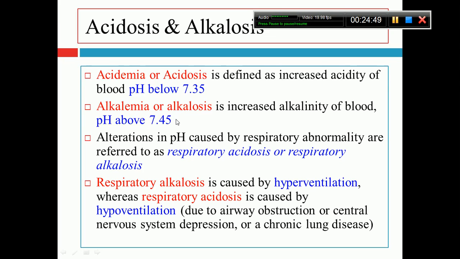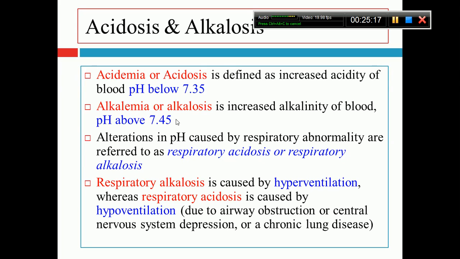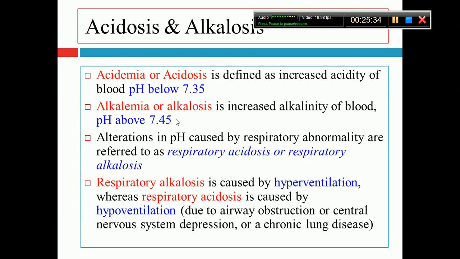So there could be multiple causes, like respiratory acidosis or respiratory alkalosis. Respiratory alkalosis is caused by hyperventilation, whereas respiratory acidosis is caused by hypoventilation, due to airway obstruction or central nervous system depression or chronic lung disease. There could be other reasons too. If respiration is involved, for example, airway stenosis, or there is a problem in the lungs, as in choking, obviously carbon dioxide will not be able to come out, so it will cause cyanosis. An increased quantity of carbon dioxide in blood is called hypercapnia.